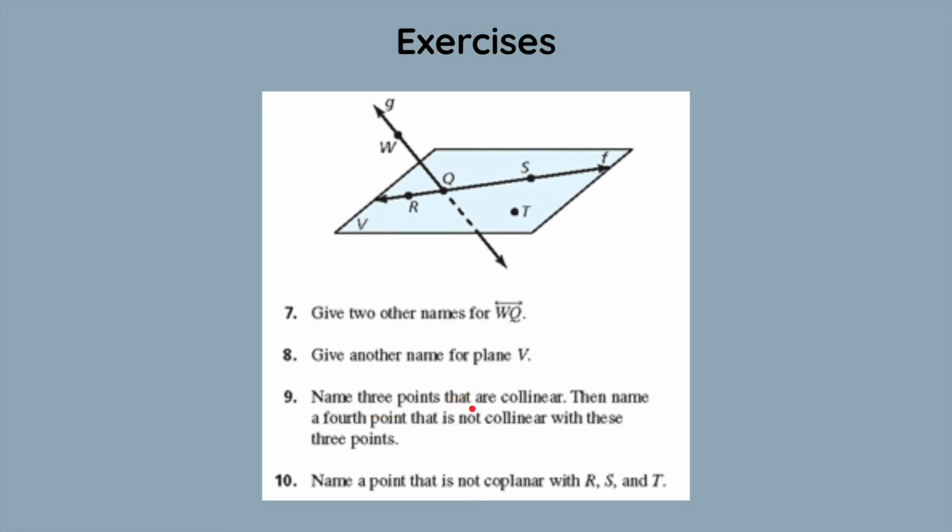Name 3 points that are collinear or on the same line. Then name a 4th point that is not collinear with these 3 points. So first, naming 3 points that are collinear, R, Q, S are all on the same line. And another 4th point that is not collinear with these 3 points would be T. Name a point that is not coplanar with R, S, and T. So we have R, S, and T, and a point that is not coplanar, meaning not on the same plane, would be point W. That is the only point in this diagram that is not with the others.